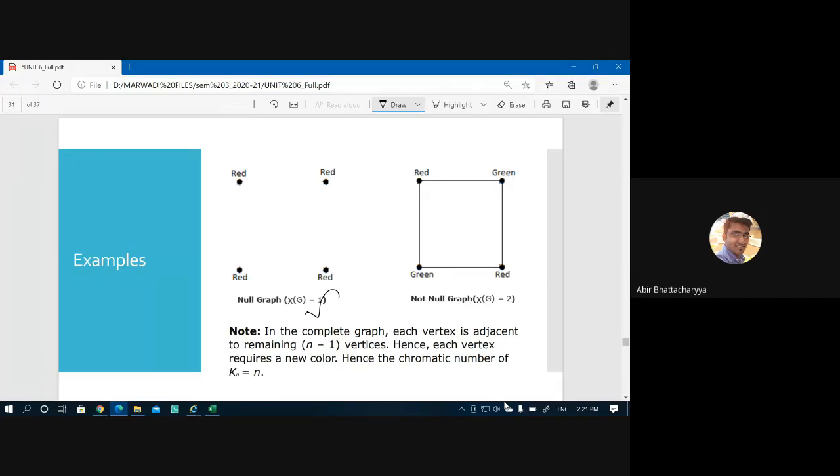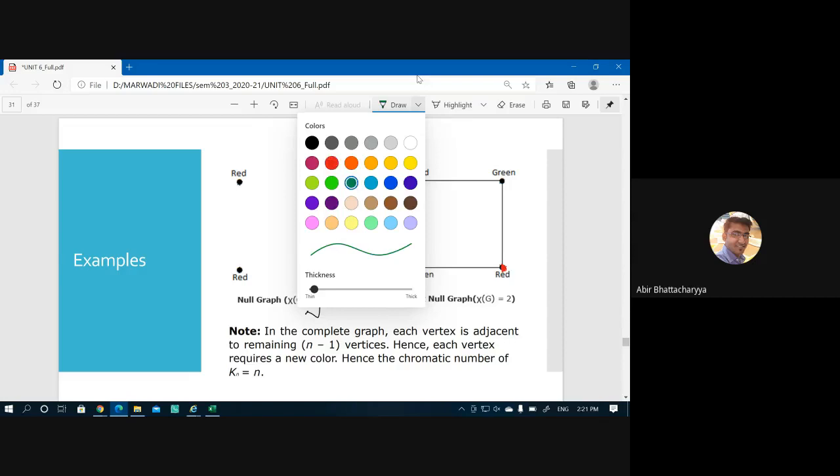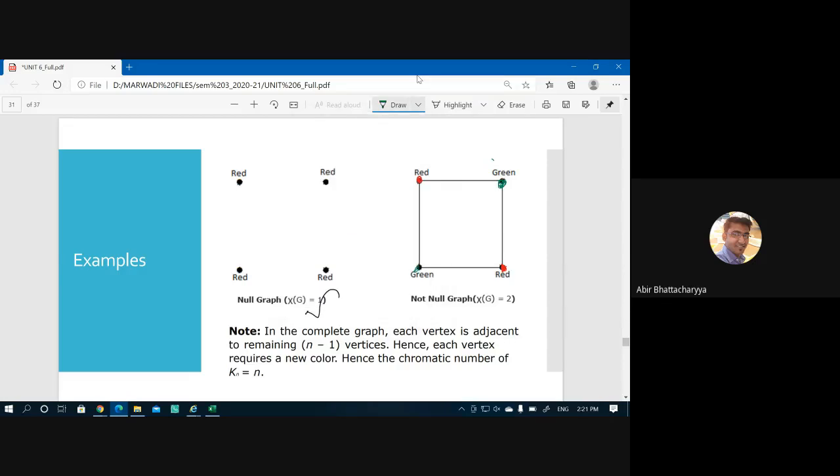Okay, so in this graph I put red here. This is also red because the corners are not connected. And this is green, and this one is also green because they are not connected. So the chromatic number is 2.